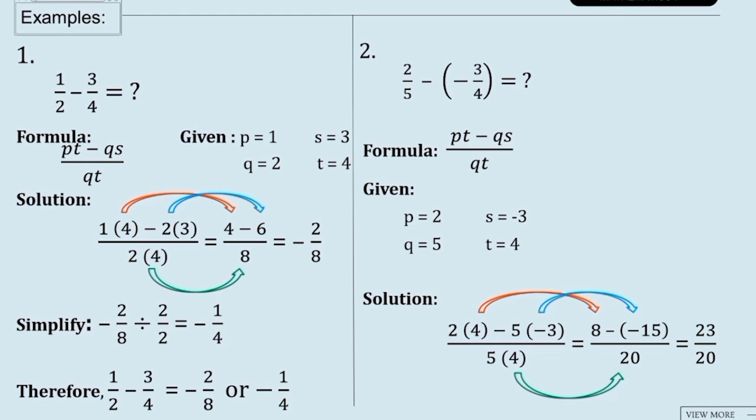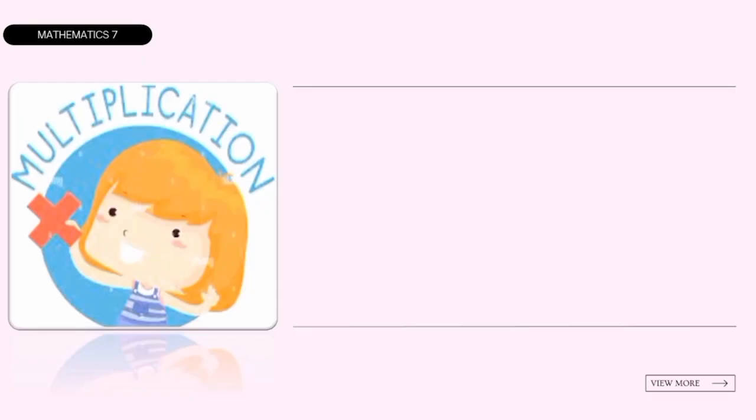Then subtract 8 minus negative 15 is equals to 23. Then copy the denominator 20. So 2/5 minus negative 3/4 is equals to 23 over 20.